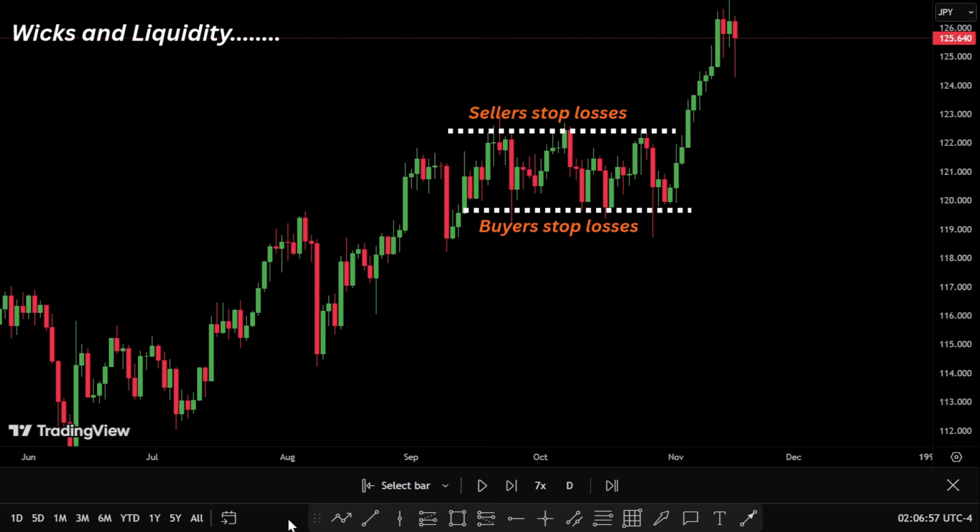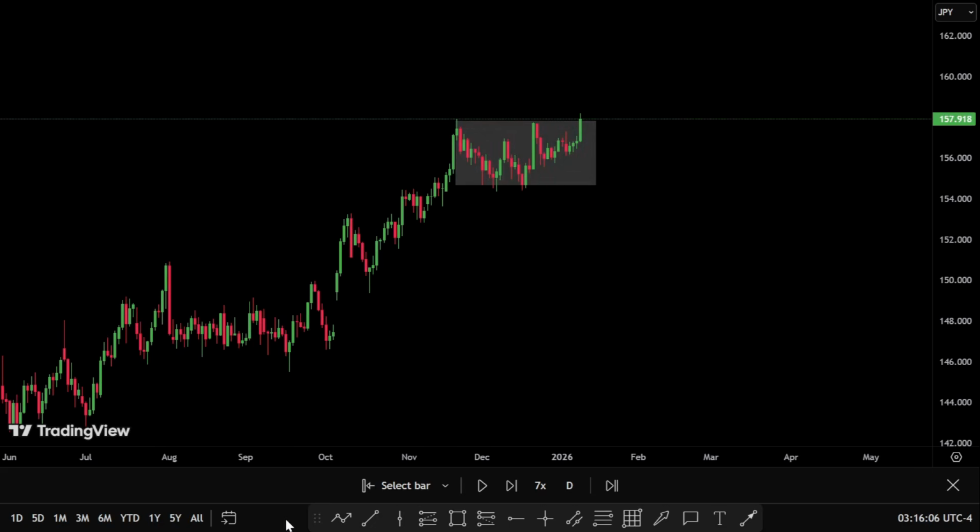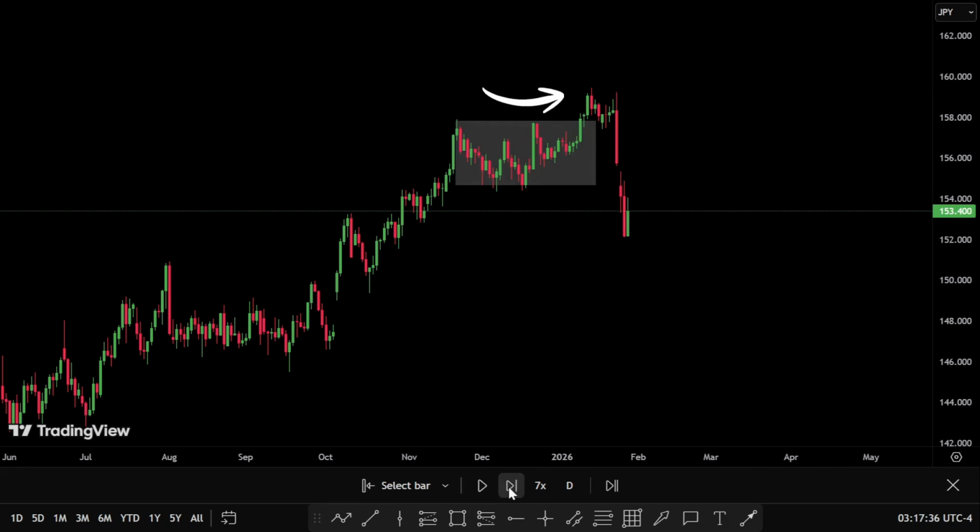Putting market structure into context. Imagine price has been trending up, making higher highs and higher lows. Then suddenly it stops making new highs. It starts ranging. You see wicks on both sides. That's your signal. Momentum is fading. Now, if price spikes up and then breaks below that key low, that's confirmation. The market has shifted. And now your mindset changes from looking for buys to looking for sells.